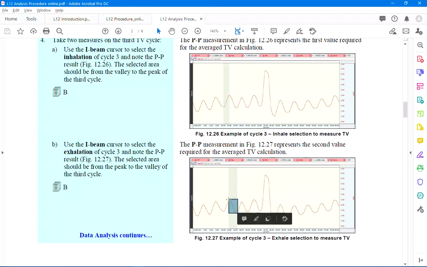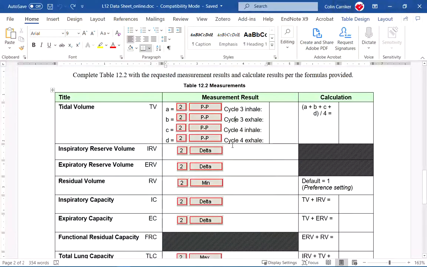So from the point here to the point here would be an example of cycle 3 exhale selection. Let's go back to this data sheet. You're going to need to do this for both cycle 3 and cycle 4. And then we'll calculate the average and we'll put that value right here. So if we have a value for cycle 3 inhale, exhale, add up all those, divide by 4, gives us an average here. That's what we'll use.